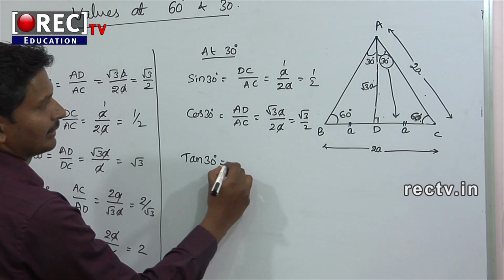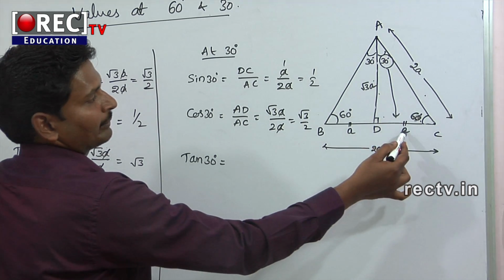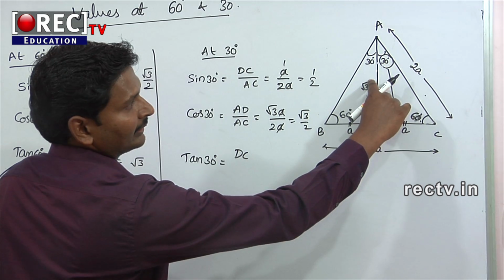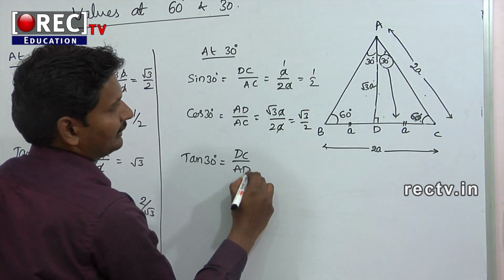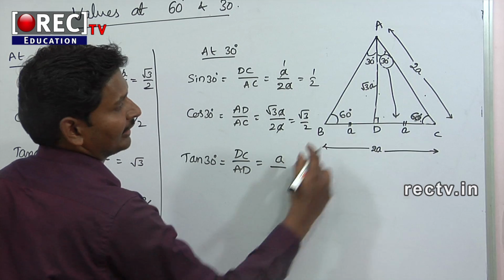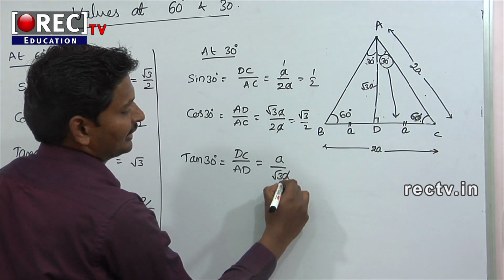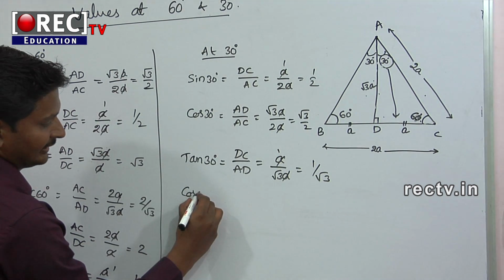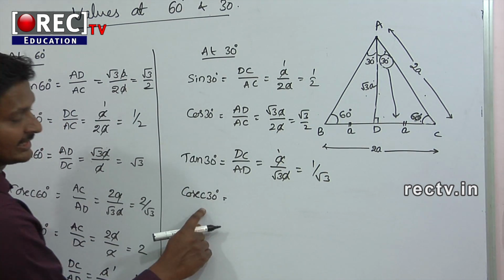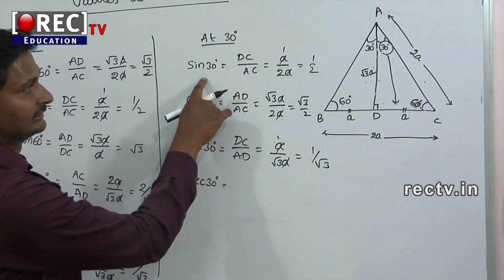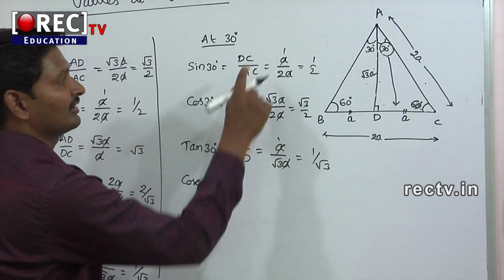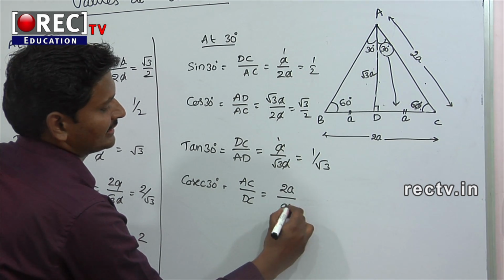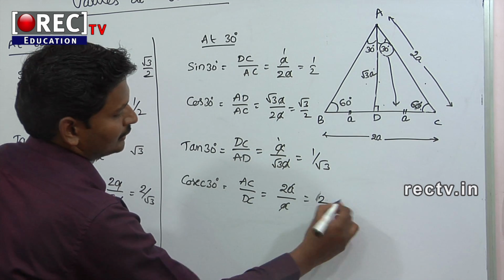Tan 30 degrees is equal to opposite side divided by adjacent side. What is the opposite side for this 30 degrees? DC divided by AD. DC value A divided by AD value root 3A. A and A will go, this is equal to 1 by root 3. Next one, cosecant 30 degrees. Cosecant 30 degrees is the reciprocal of sin 30 degrees. So cosecant 30 is equal to AC divided by DC. AC length is 2A and DC length is A. So this value is equal to 2.